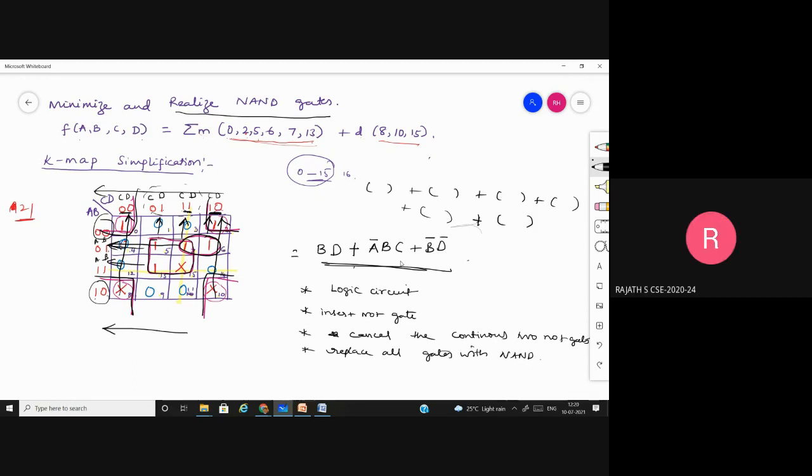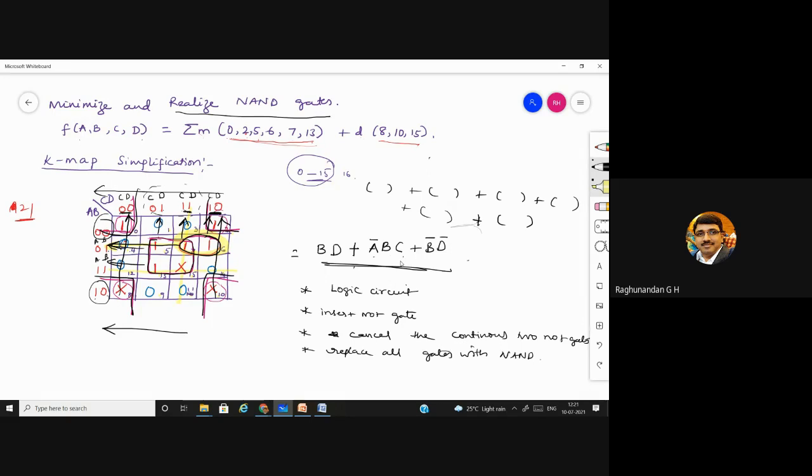Sir, can you explain it once again? Which one? A bar B C. Okay. See, for A bar B C, we have taken this grouping. For this grouping, 1, 1. When you look into the horizontal, we are having only one position, right? That is 0 and 1.